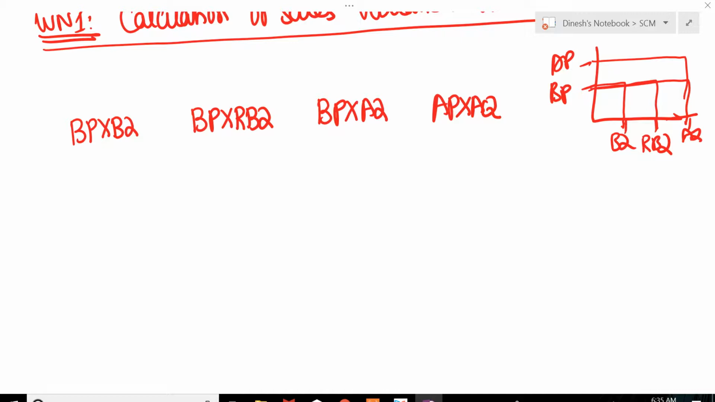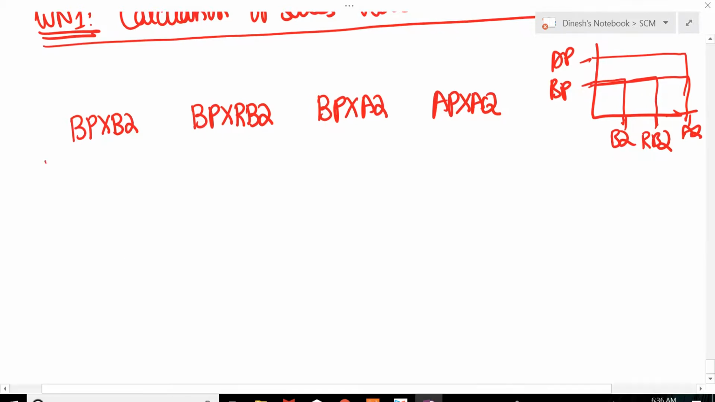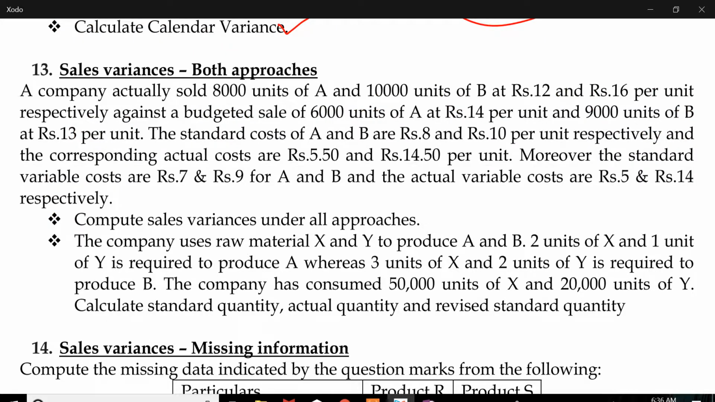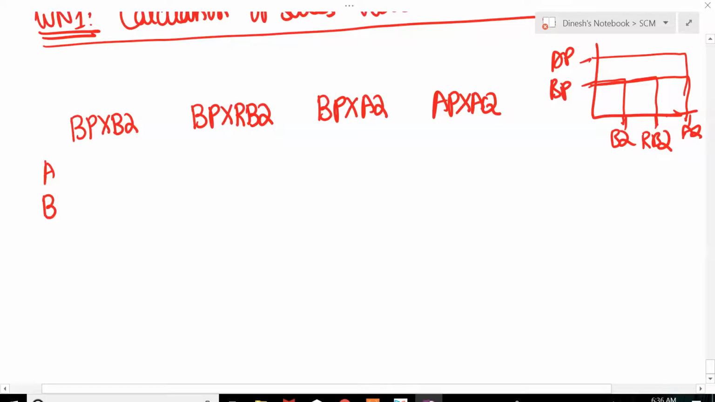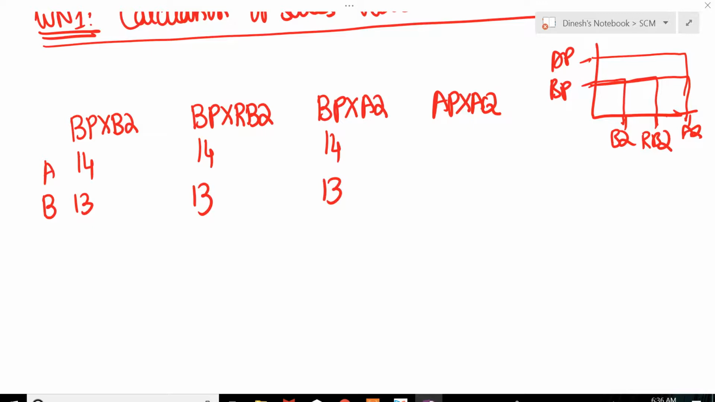What are the materials given in the question? A and B. BP refers to the price at which we want to sell. At what price do we want to sell product A? 14 and 13. Fill it at 3 places. We want to sell the product at 14 and 13.